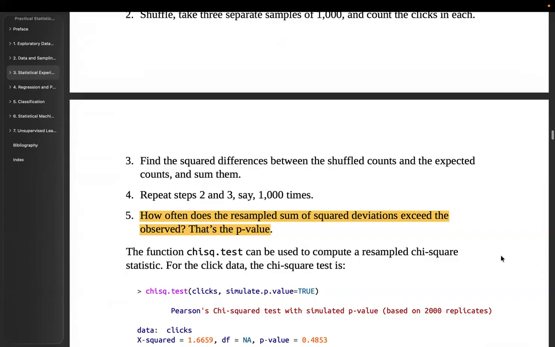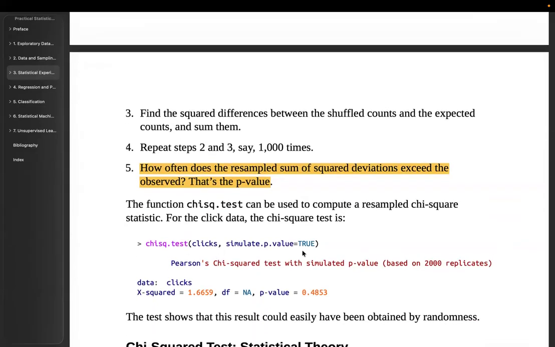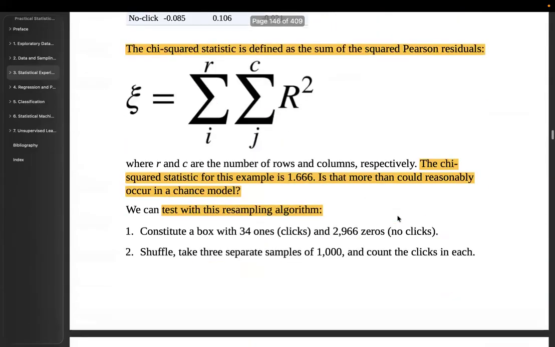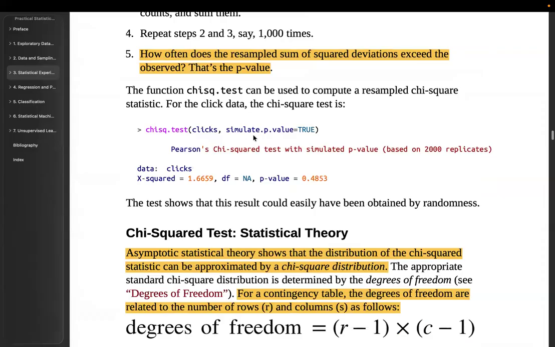But in R, you can do that very quickly. You don't have to do everything step by step. All you need to do is call this function, chisq.test, and clicks is the data. You just provide this observed data, clicks, and simulated.p.value equal to TRUE. And here you get exactly the same number that we found up there, 1.6663.